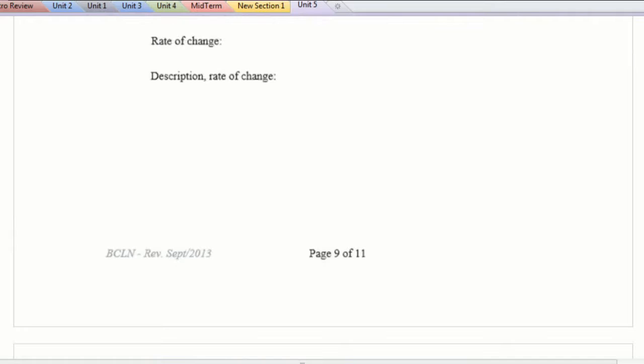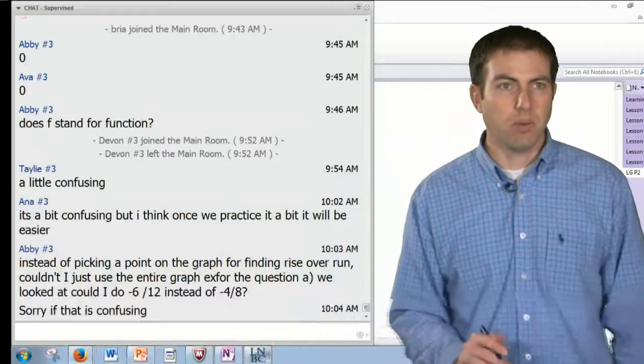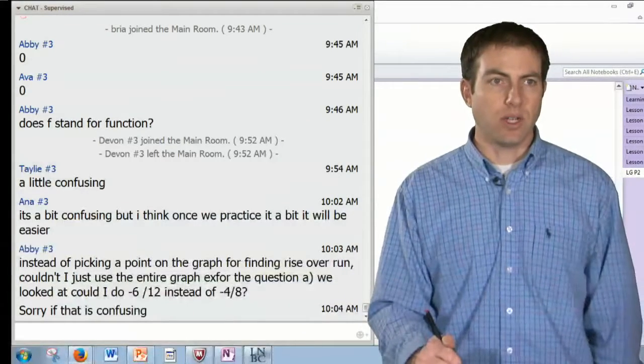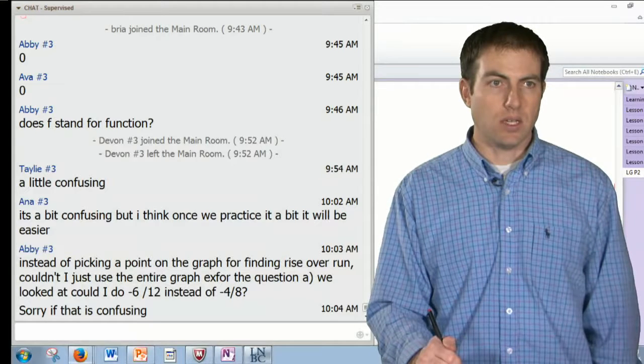All right, so we should be good up to here for lesson 4. So we're at the end of page 9 for lesson 4. I see that Abby has written a question in here. Instead of picking a point on the graph for finding rise over run, couldn't I just use the entire graph? For question A, could I do 6 over 12 instead of 4 over 8?